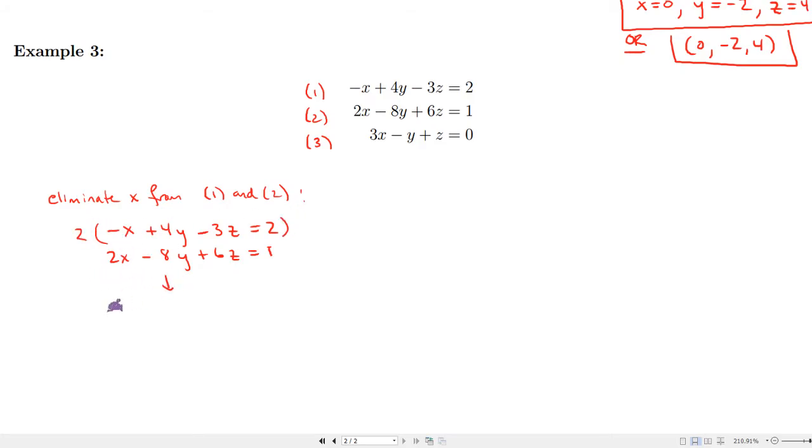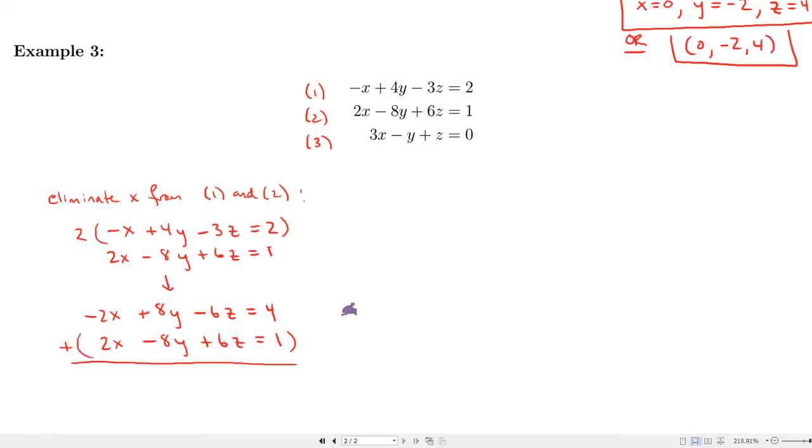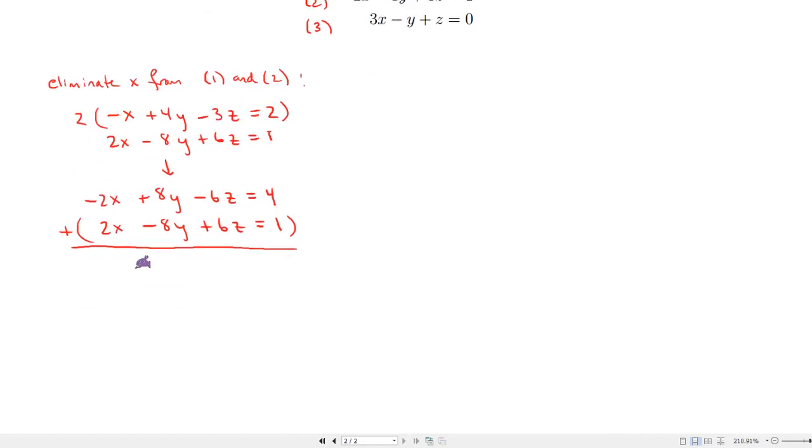So if we do that, then we have negative 2x. So distributing the 2, we'll have plus 8y minus 6z is equal to 4. And second equation, 2x minus 8y plus 6z is equal to 1. So now if we add them, what happens? Well, we get 0x plus 0y, so the y actually got eliminated, and the z got eliminated too. So this whole side is 0 equals 5.